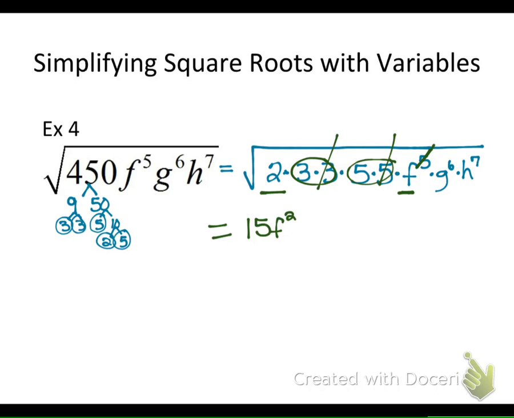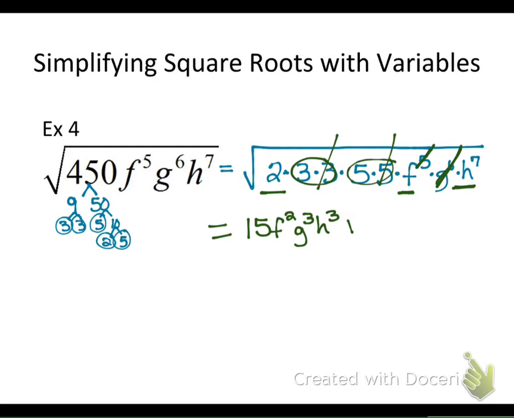Now I have G to the 6th, odd or even? What's half of 6? 3. So on the outside is going to be G to the 3rd. Done with that, so I'm going to cancel that out. H to the 7th, odd or even? Odd. So I'm going to underline the H to know that I have one H that stays in the radicand. I changed my 7 to a 6, and half of 6 is 3. H to the 3rd.